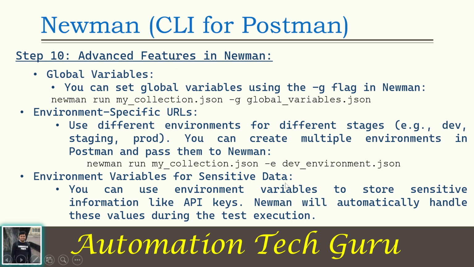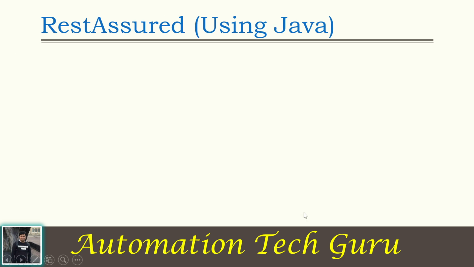Environment variables for sensitive data. You can use environment variables to store sensitive information like API keys, security keys, or API secrets, right? Newman will automatically handle these values during the test execution.